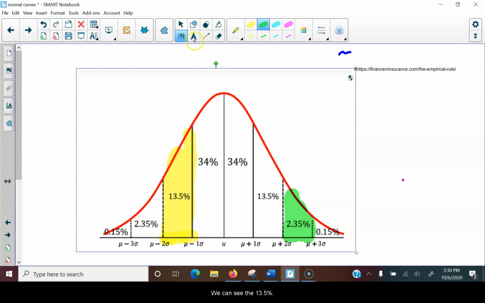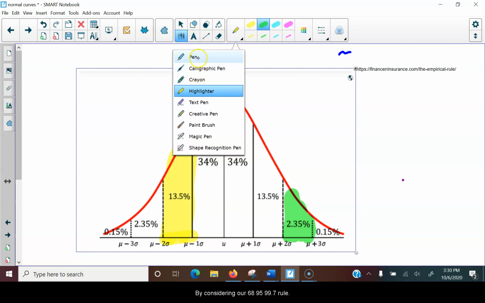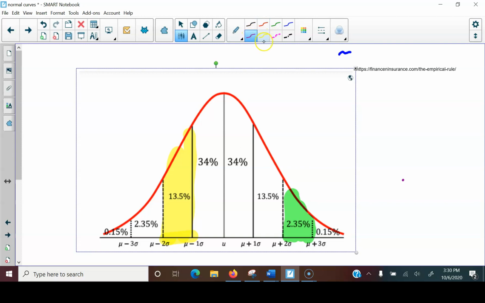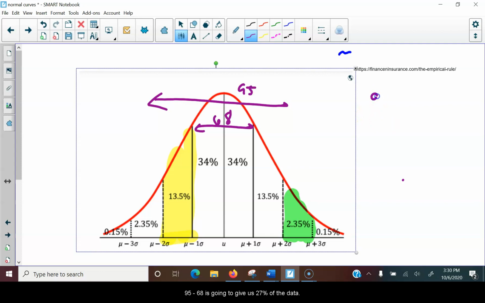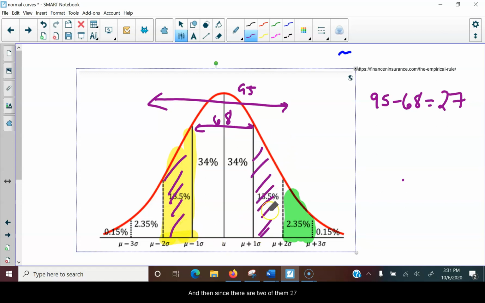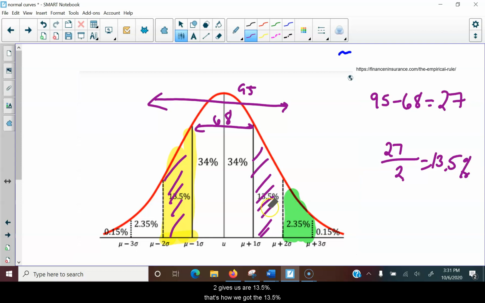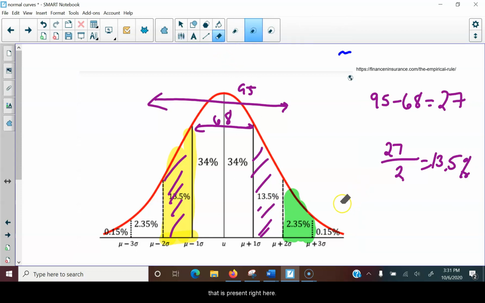So where did this 13.5% come from? We can see the 13.5% by considering our 68, 95, 99.7 rule. So if this portion in here is 68, and this portion from here to here is 95, 95 minus 68 is going to give us 27% of the data. So that's saying that there's 27% of the data within the 95, but outside the 68. That would be this area and this area as well. And then since there are 2 of them, 27 divided by 2 gives us our 13.5%. That's how we got the 13.5% that is present right here.